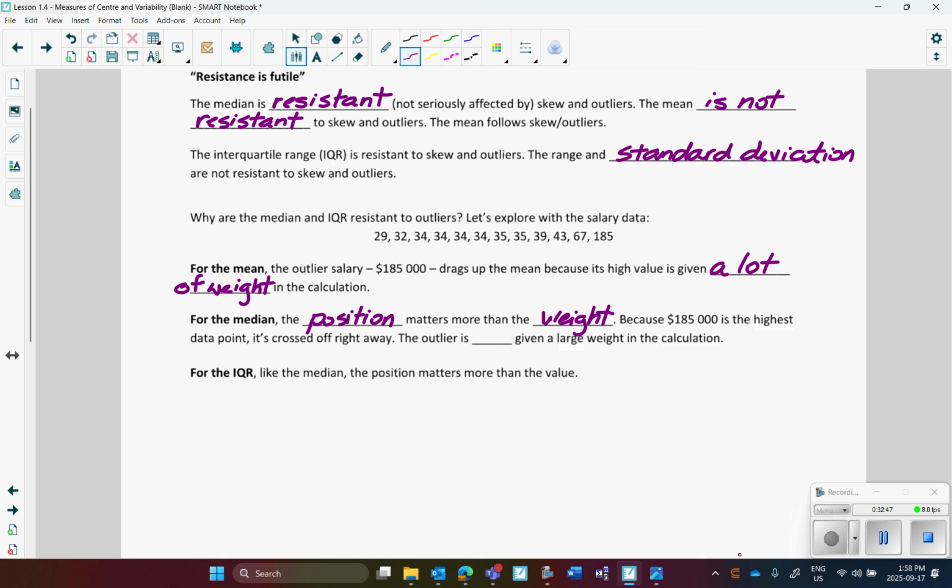Because 185,000 is basically crossed off right away, the outlier is not given a large weight in the calculation. And again, similarly for the IQR. So basically it talks about resistance. If there are outliers, it will affect the mean and the standard deviation. It could have a slight impact on the median, not much, and therefore not much on the IQR.